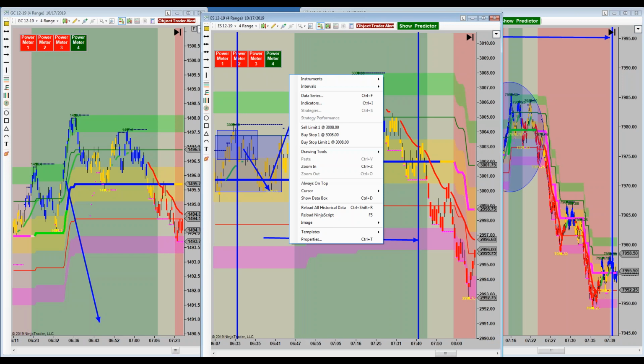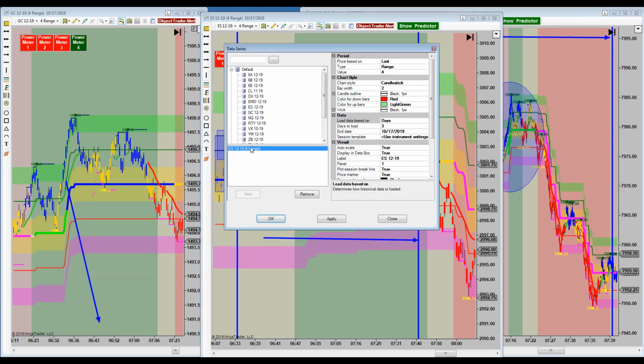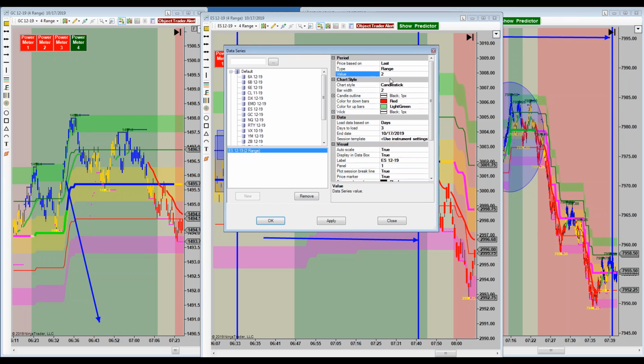Right click. Data series. It shows a 4. You come in here and you put in a 2. That's it. When it's a 4, it will say 4. When it's a 2, this will say 2. And then you click OK. Okay, I'm going to leave it a 4.